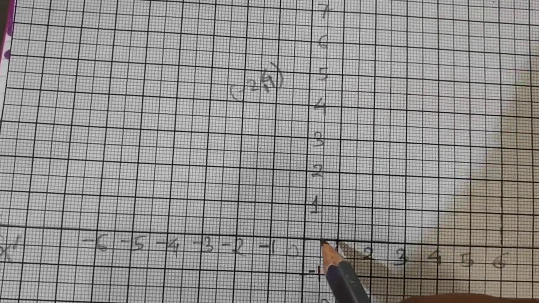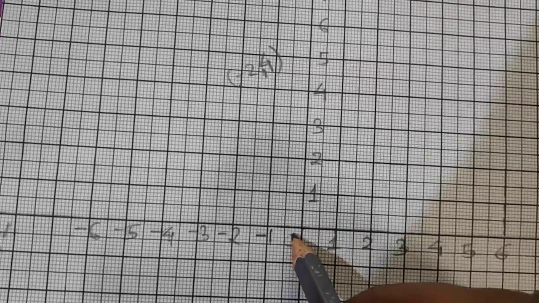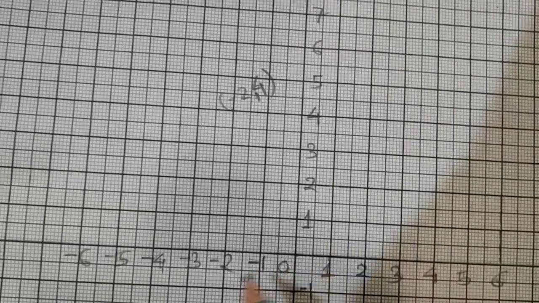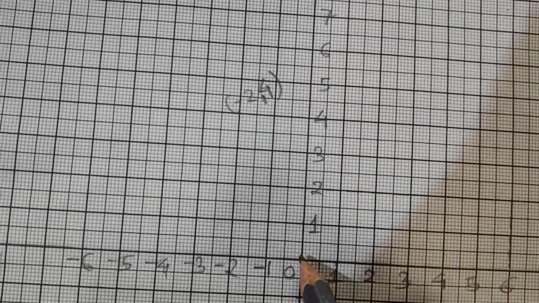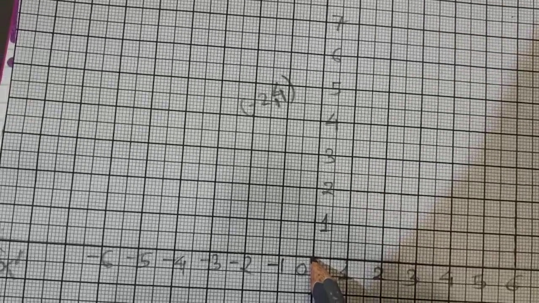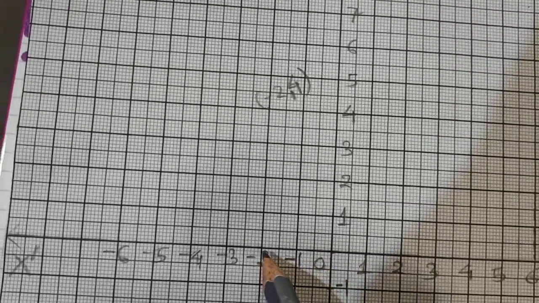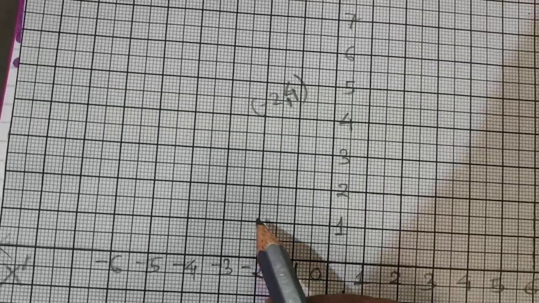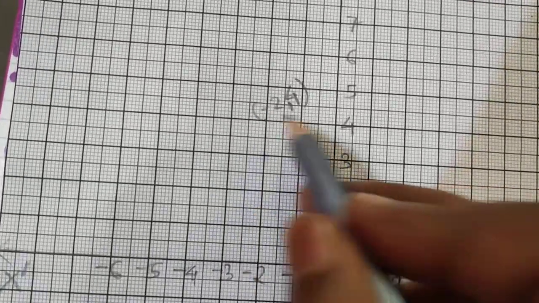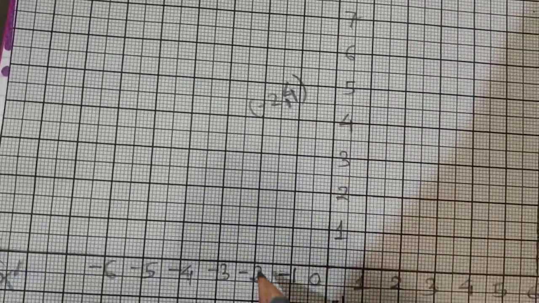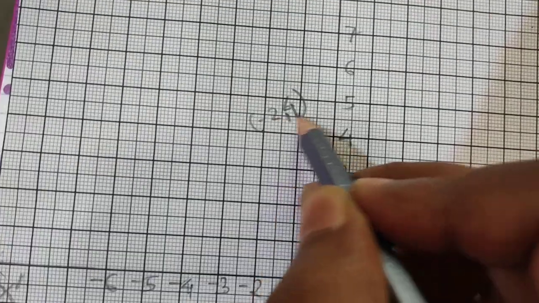As we are plotting (-2, 4), 10 small squares means 1 unit. This is the origin O, where the x-axis and y-axis meet. From here only we will start (-2, 4). So -1, -2, and y is how much? 4. So 1, 2, 3, 4. First -2, then 4.